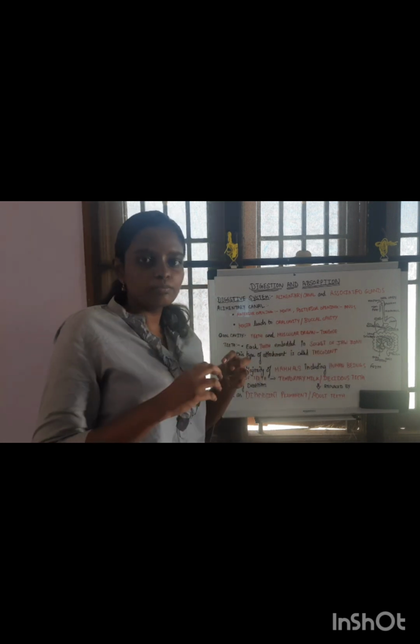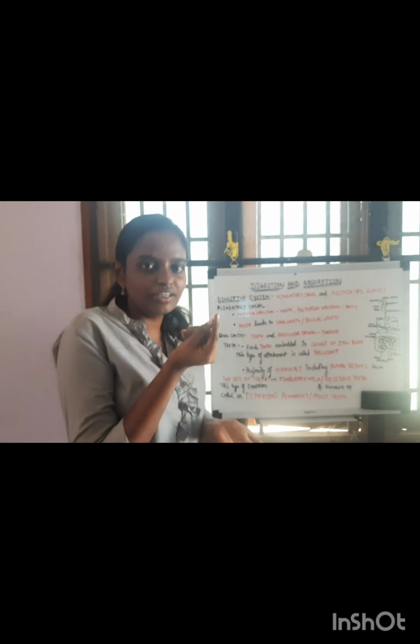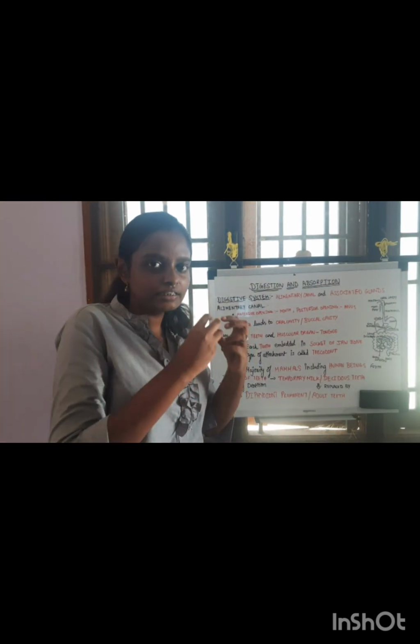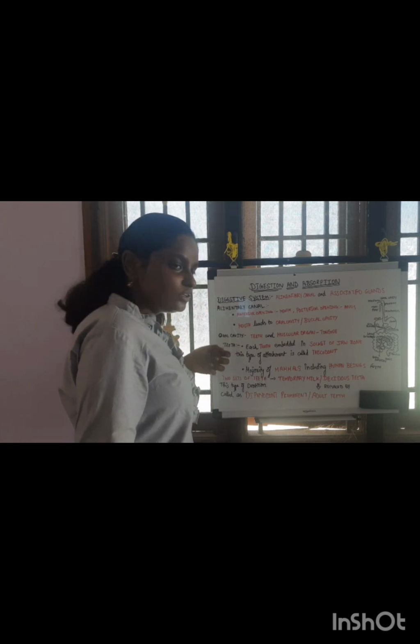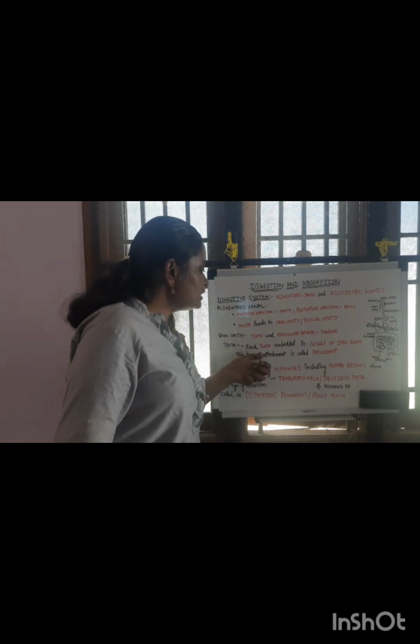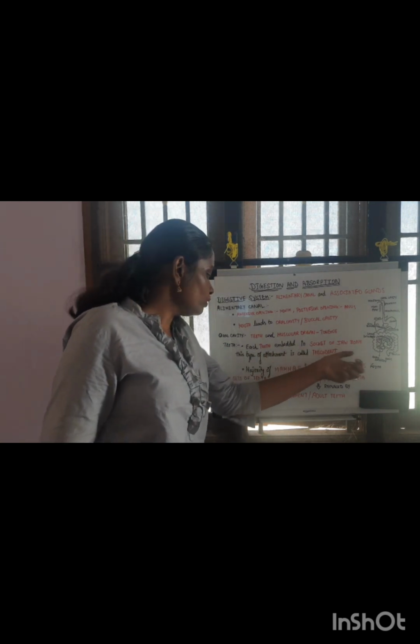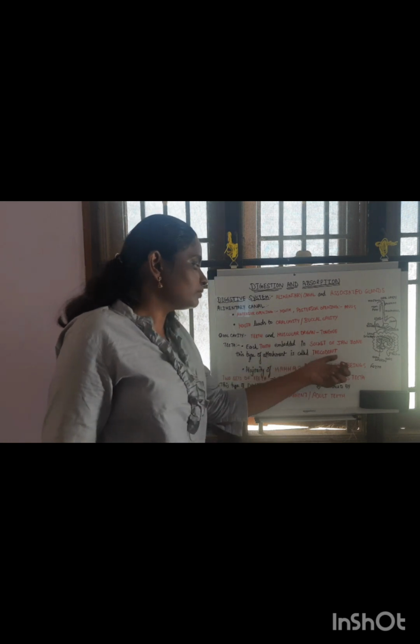Teeth is nothing but the plural form of tooth. Tooth is only one tooth, and teeth is a number of tooth, right? So now we talk about the teeth. Each tooth is embedded in a socket of the jawbone. This type of attachment is called thecodont.